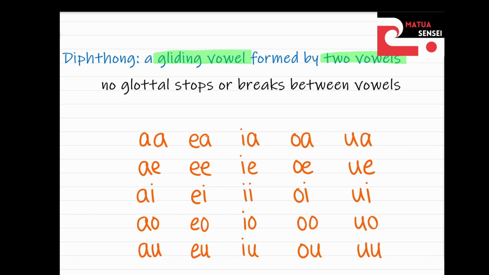So, the simple definition of a diphthong is a gliding vowel formed by two vowel sounds. There are no glottal stops or breaks between the vowels.